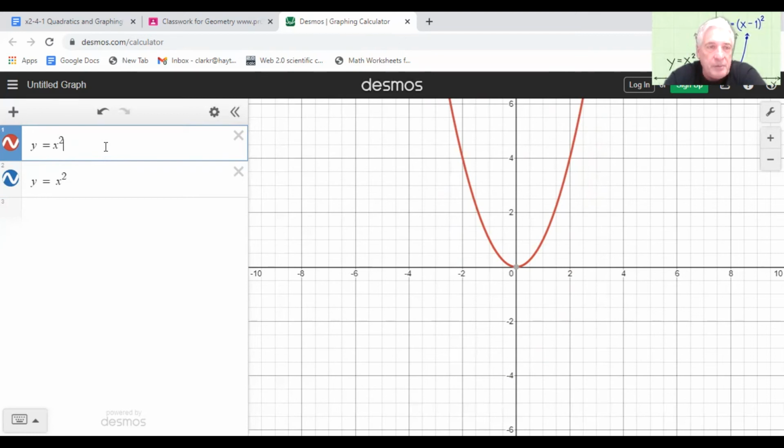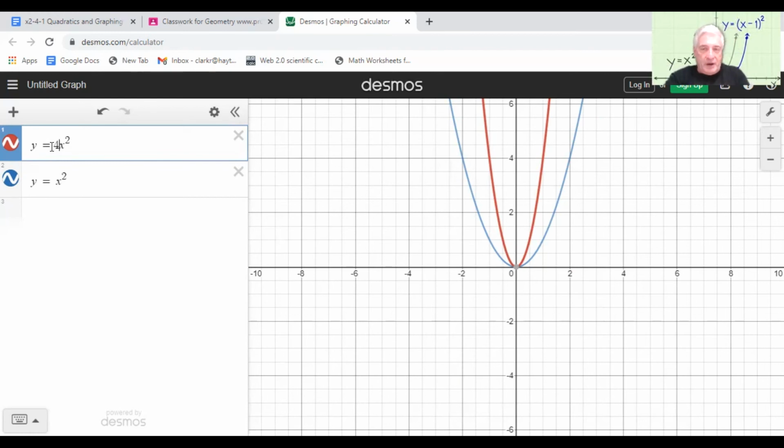All right, I have the parent function again. It's still in blue. How many functions do you see? Only one, because it's the same equation. But let's put a 4 in front of the x squared and see what you get. Yeah, some of you thought that would make it wider. That didn't make it wider, did it?